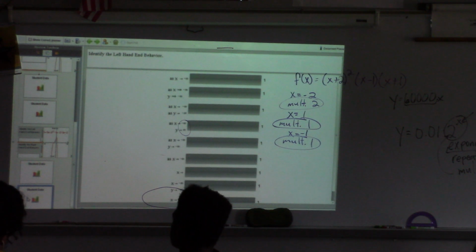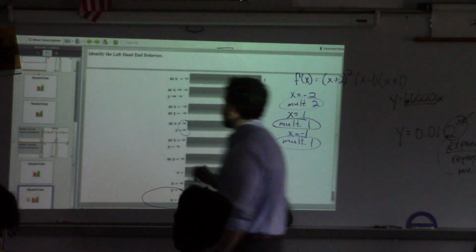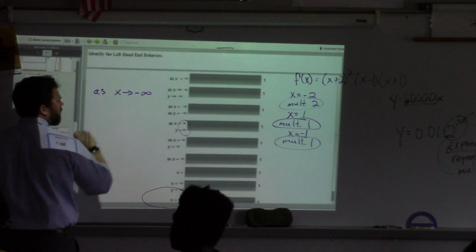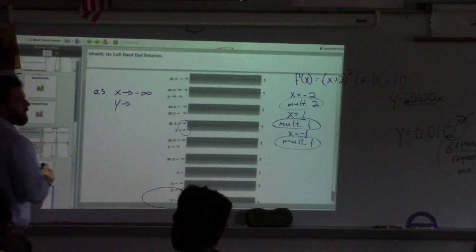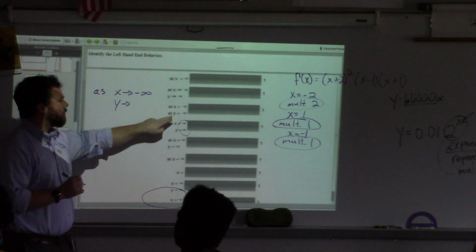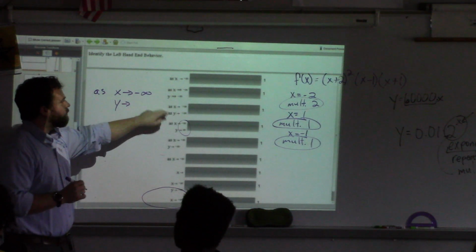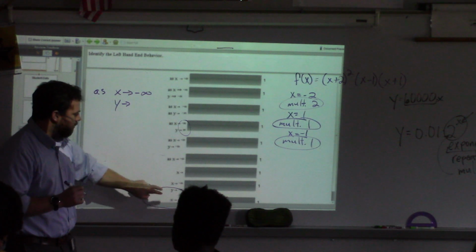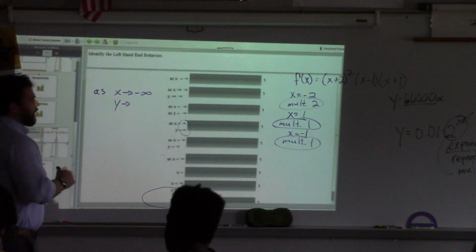So left-hand end behavior. Let's start there. As x approaches negative infinity, y is approaching... Most of us are saying negative infinity. One thing I do want to clarify: when I look at these answer choices, it is as x does this, y is doing something, right? So you don't have to put the "as" twice. As x does this thing, y is doing something.